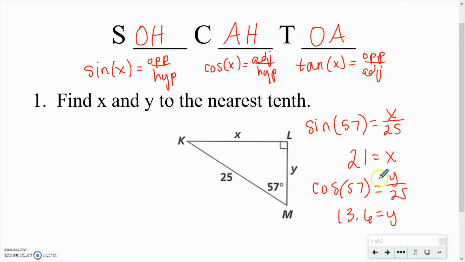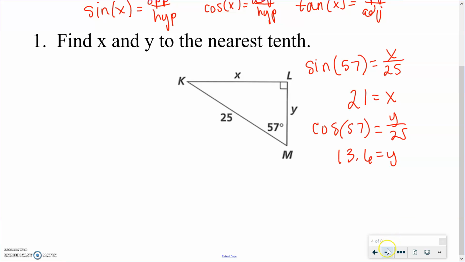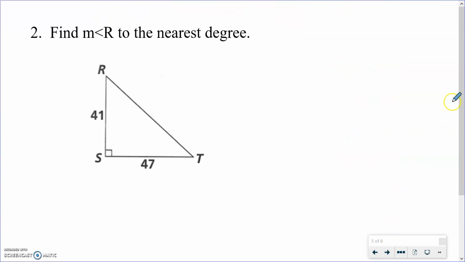Okay, so here's what we're going to do. We're going to set everything up exactly the same way, but this time we're going to be looking for the measure of an angle. So angle R is right here. And so we have the opposite side and we have the adjacent side. So we're still going to set it up the same way. We're going to say the tangent, because that's the trig function we use when we have the opposite and the adjacent side. So the tangent of angle R is equal to 47 over 41.